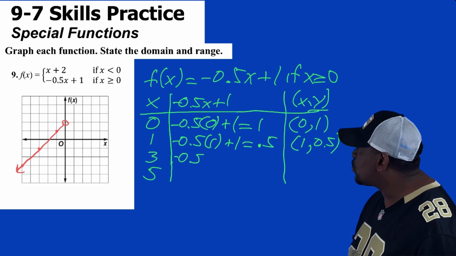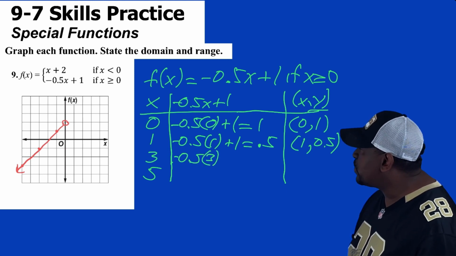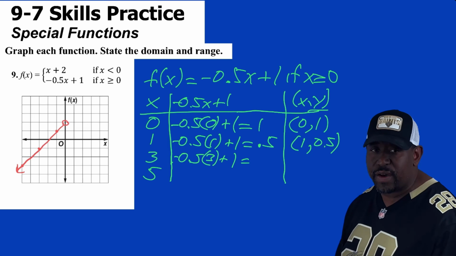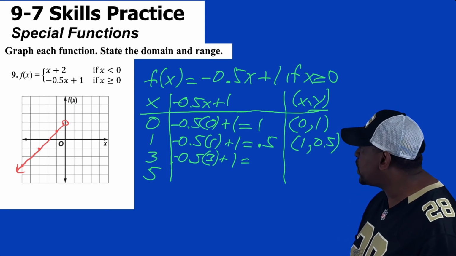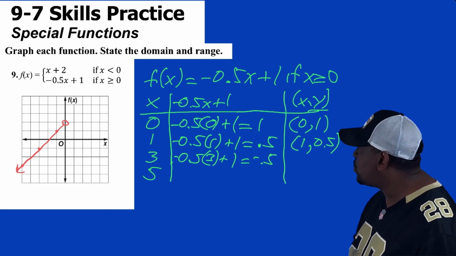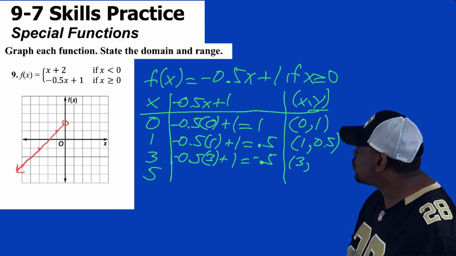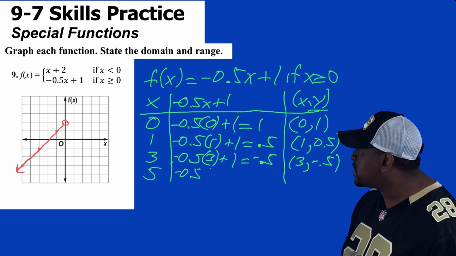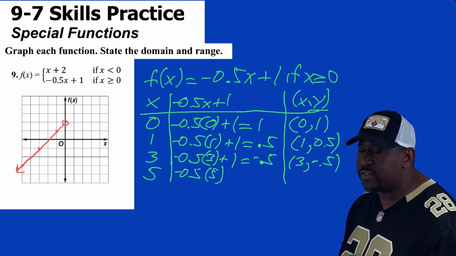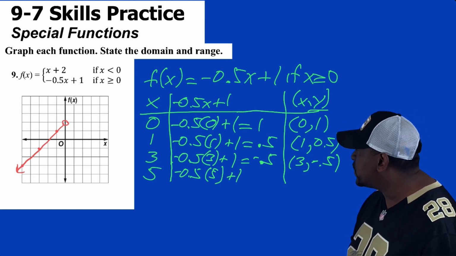Then when you plug in 3, negative 0.5 times 3 is negative 1.5, plus 1, which is negative 0.5. It'll be negative instead of positive. So your next point is (3, -0.5). Then when you substitute 5 into x, you will get negative 2.5 plus 1, which will give us negative 1.5. That will be the value of y, so you put (5, -1.5).